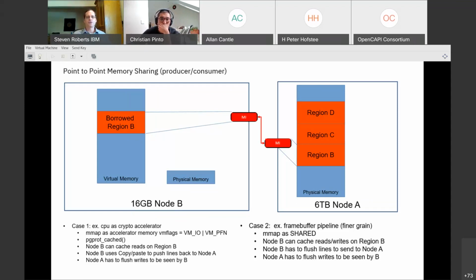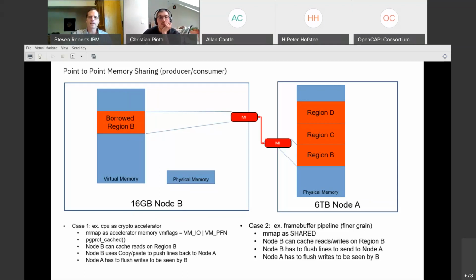But in this case, you'd map that as shared memory, so you can do what you need to do with it, and then you would be responsible for flushing the caches on node B to get all that data pushed off and to get the consistency of the data back where it's needed before you transfer control back to A. And so, while both of these have different principles, these are both producer and consumer models, and it does require some coordination to basically share the data.